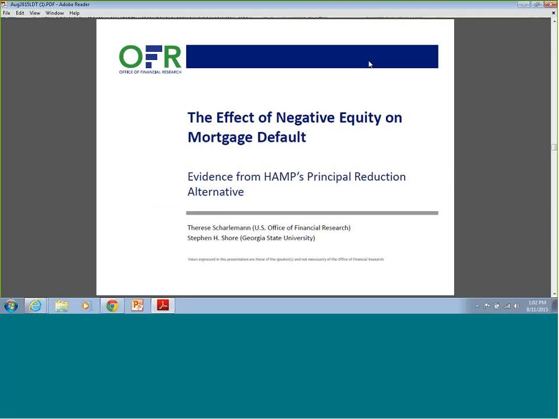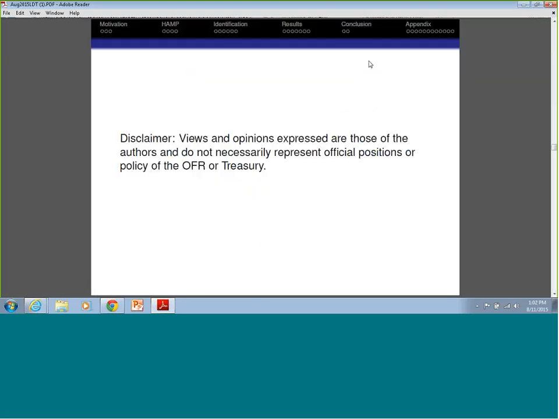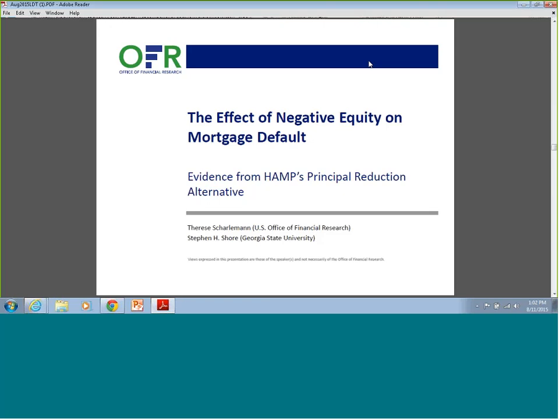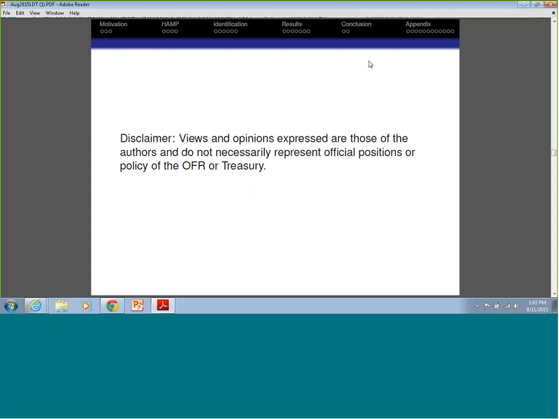I want to thank Max for laying out a little bit of the landscape. This is a paper that I co-authored. We are using the HAMP program as the lens through which to look at experimental variation of principal forgiveness and its impact on default. Our research question is by how much reducing the amount of negative equity reduces default.